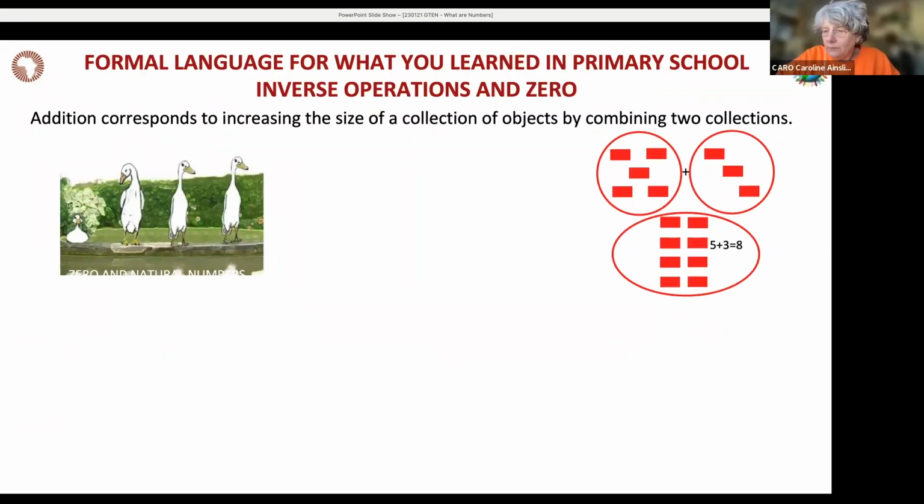Okay, so we're going to talk about inverse operations now, and zero. We're extending our ideas from just 1, 2, 3 and so on. Addition corresponds to increasing the size of a collection of objects by combining 2 sets. And so here you see 5 combined with 3, 5 plus 3 is 8.